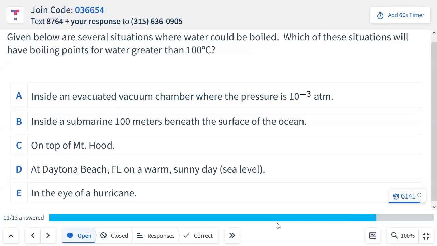So if I'm in an evacuated chamber, that's going to be low. You're going to see a lower boiling point as a result. On top of the mountain, lower pressure. Eye of a hurricane, lower pressure. At sea level, that's actually just normal. So we would expect it to boil right at 100 degrees on Daytona Beach.